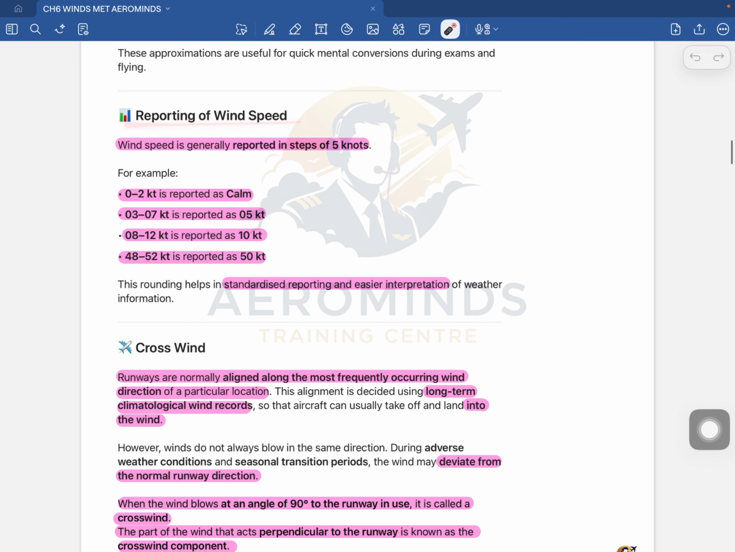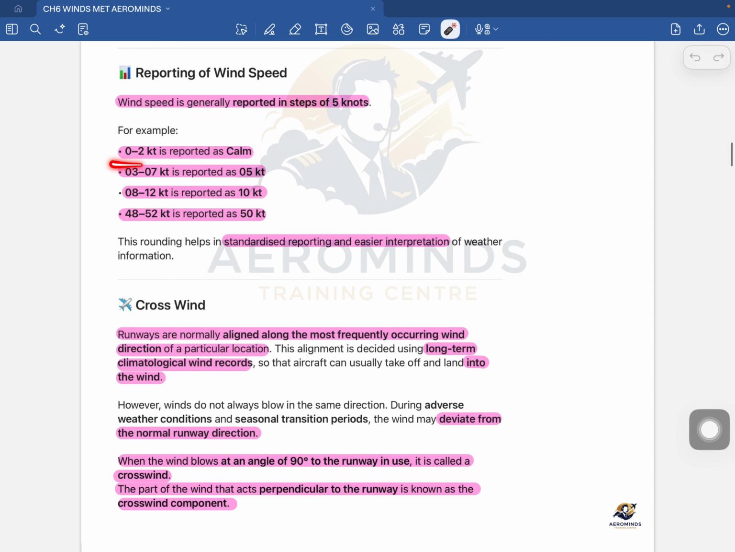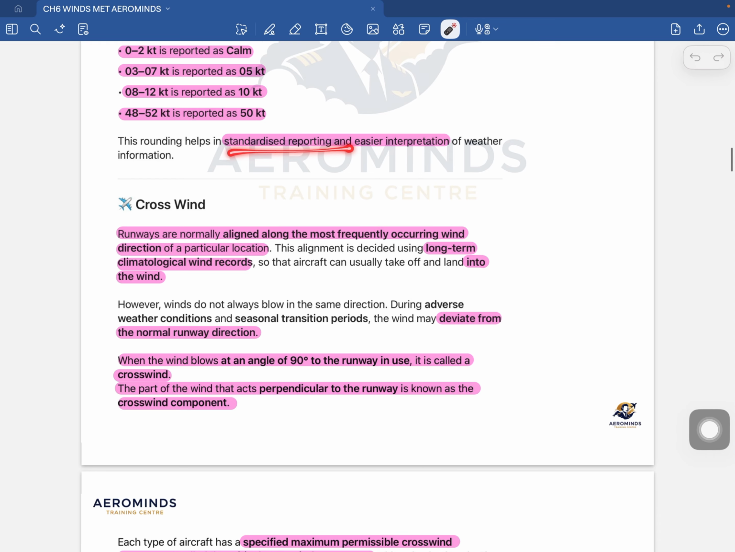Now, reporting of wind speed. Wind speeds are reported in steps of 5 knots. So 0 to 2 is calm, 3 to 7 is reported as 5, 8 to 12 is reported as 10, 48 to 52 is reported as 50. So a standardized reporting system is there for easy interpretation by the pilot.